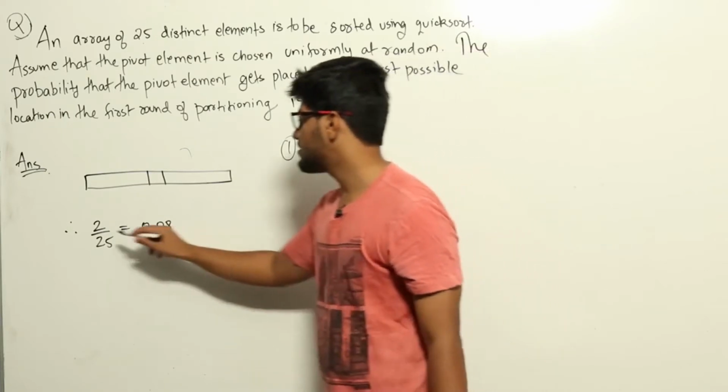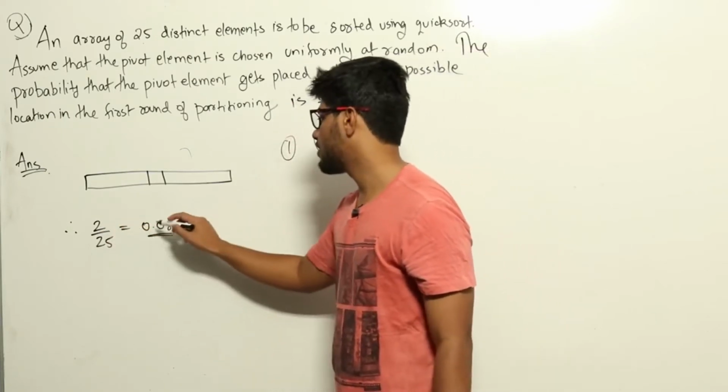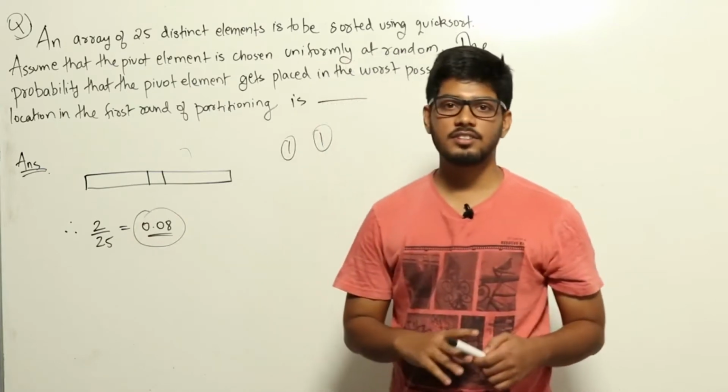So the probability of that is 2 out of 25, that is nothing but 0.08. 0.08 is the answer here.